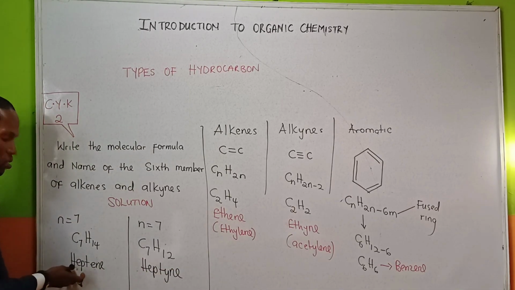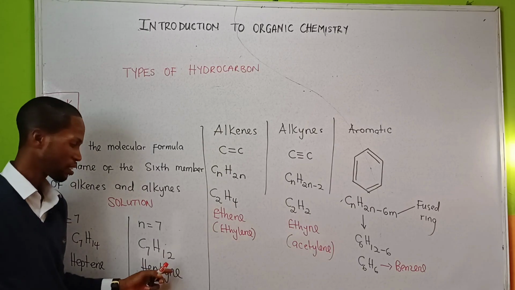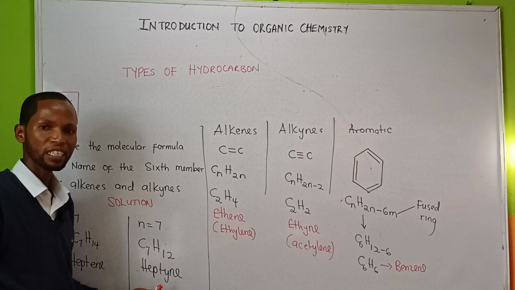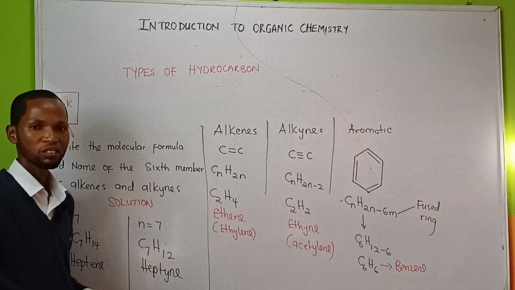So the sixth member of the alkene is ethene, while the sixth member of the alkyne is ethyne. Okay, makes sense?